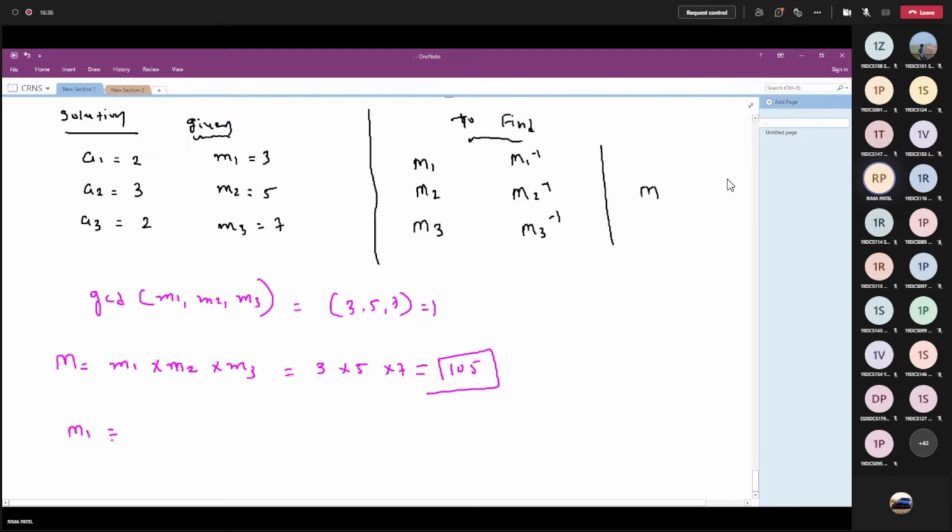Now, how to find the capital M1? So capital M1, the equation is M divided by small m1. That is 105 divided by 3. That is 35. Just a second.